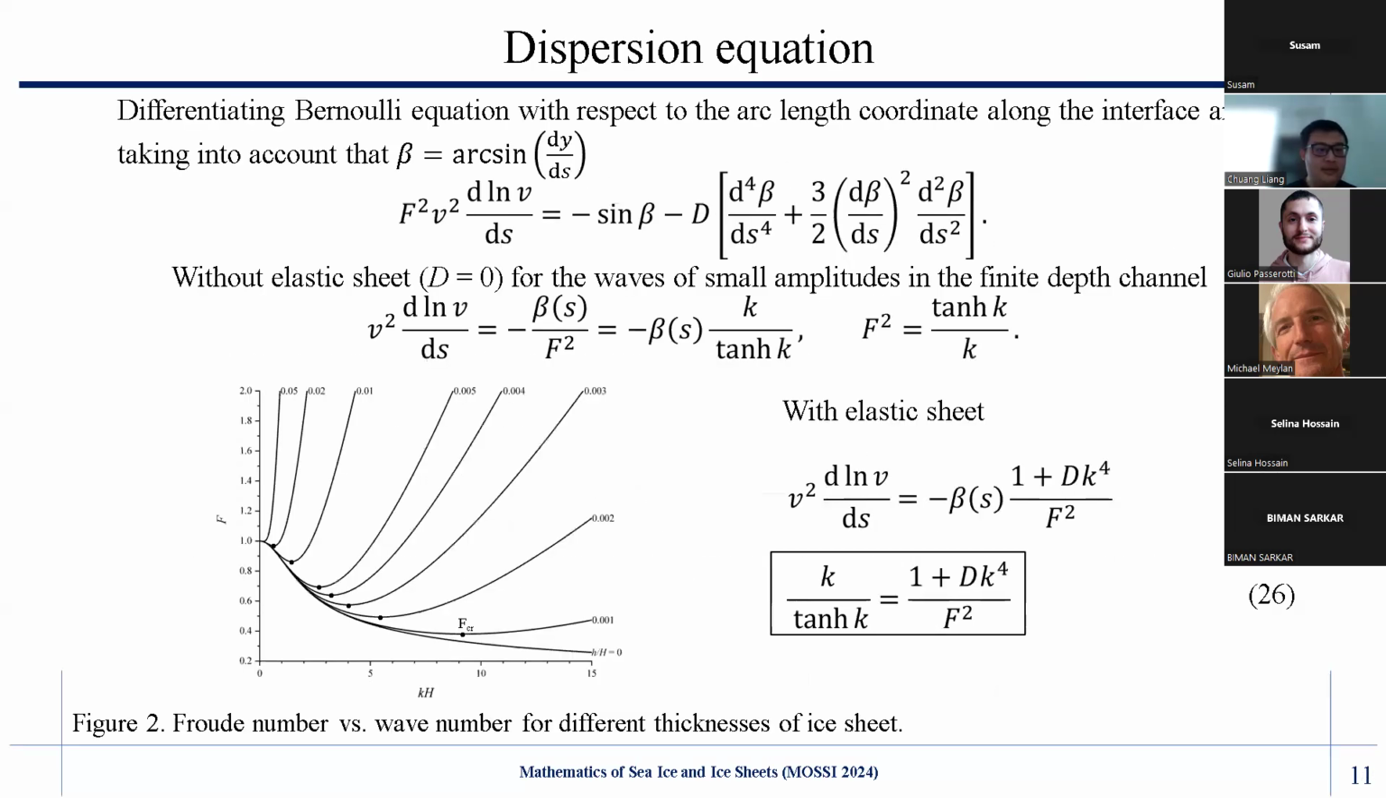Okay, so differentiating the Bernoulli equation with respect to the arc length coordinate along the interface, and considering both with and without the ice sheet, we can obtain the dispersion relation as shown in figure 2. You can see for the elastic sheet, there exists a critical Froude number, and it depends on the ice thickness.